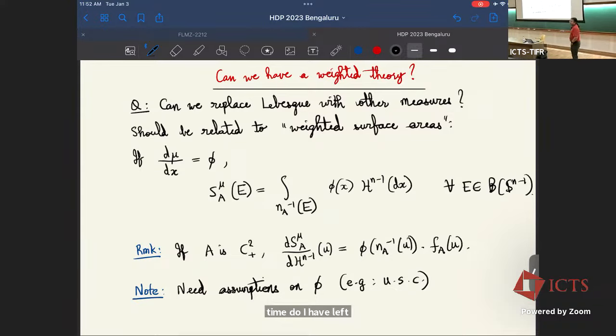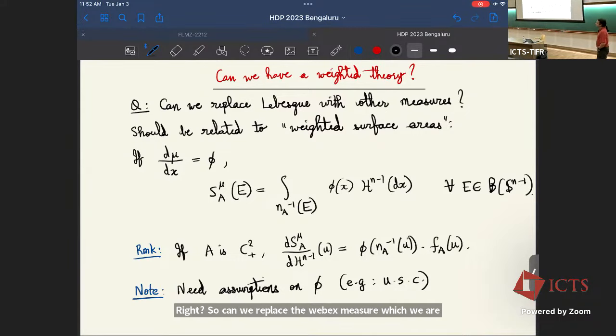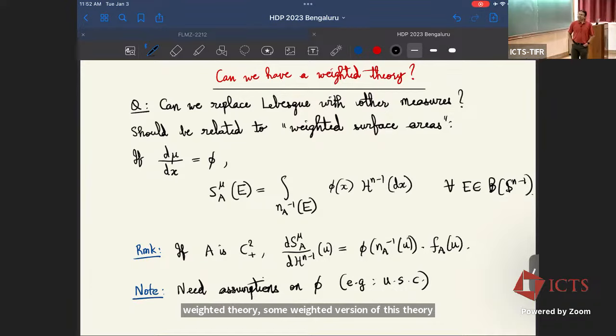So now the question is, can we have a weighted theory, right? Can we replace the Lebesgue measure, which we are using here because it's translation invariant and so particularly nice in the context of Rn, with other measures? From a probabilistic point of view, the most natural thing to consider is probability measures like the Gaussian. Certainly the Gaussian measure of Minkowski sums of sets is of interest for many reasons. If we are able to develop some weighted version of this theory of mixed volumes and so on, it should be related to things like weighted surface areas, right? So what's a weighted surface area?